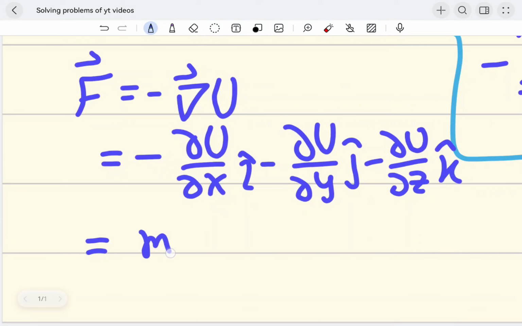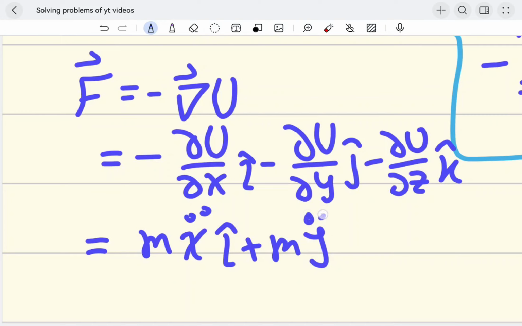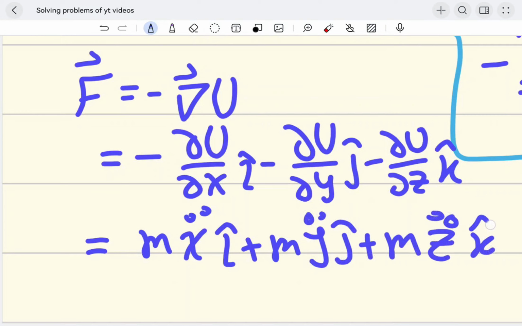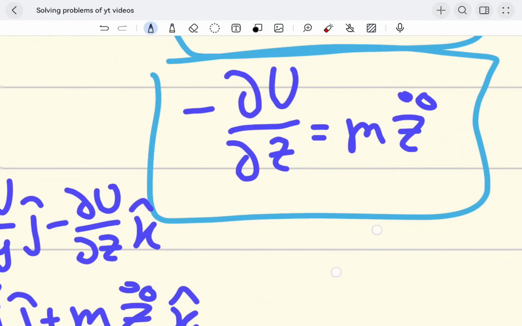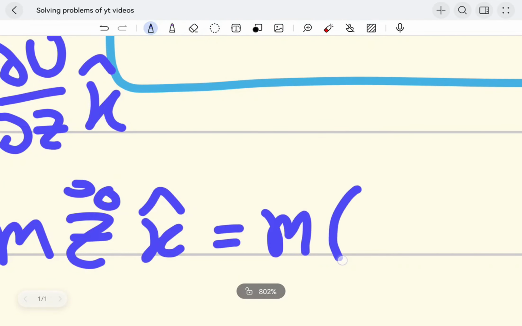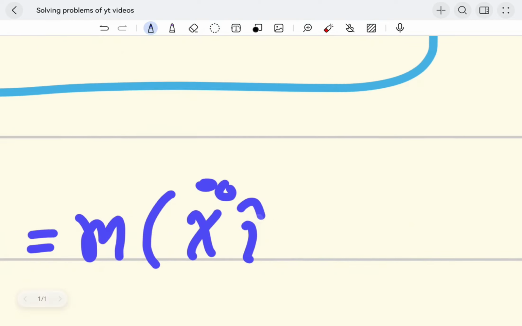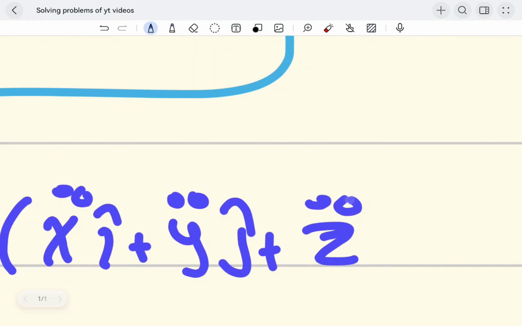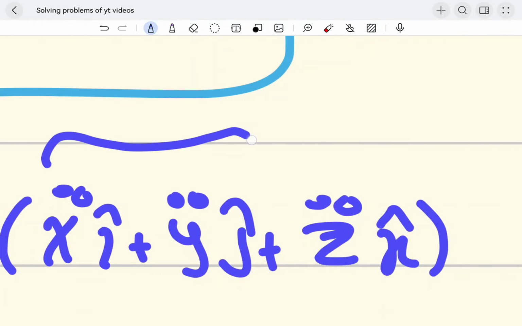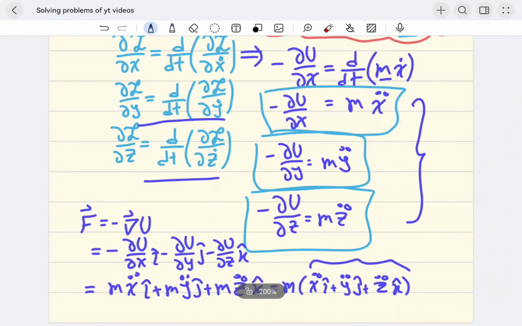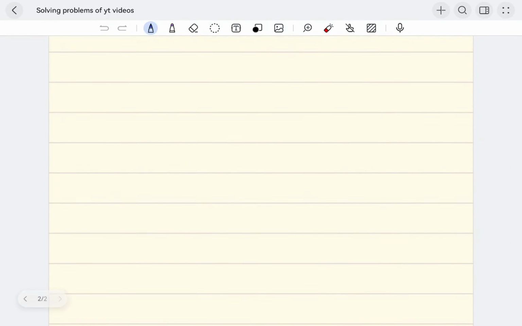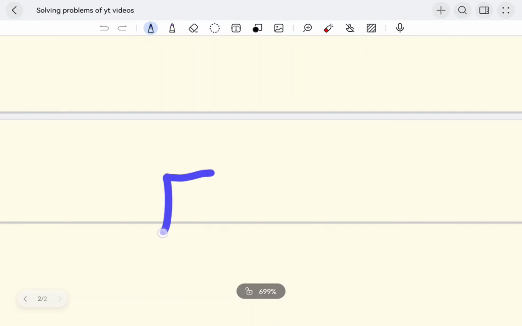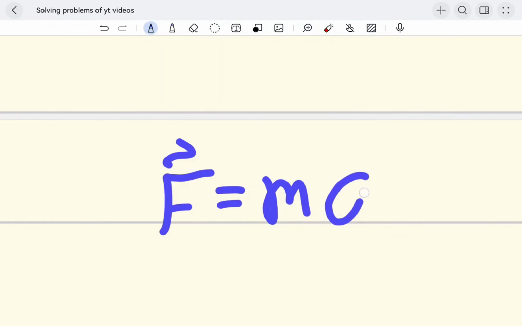So m x double dot i hat, m y double dot j hat, m z double dot k hat. Taking m as a common factor, m times (x double dot i hat plus y double dot j hat plus z double dot k hat), and that is just the acceleration vector in Cartesian coordinates. So the force vector equals m times the acceleration vector.